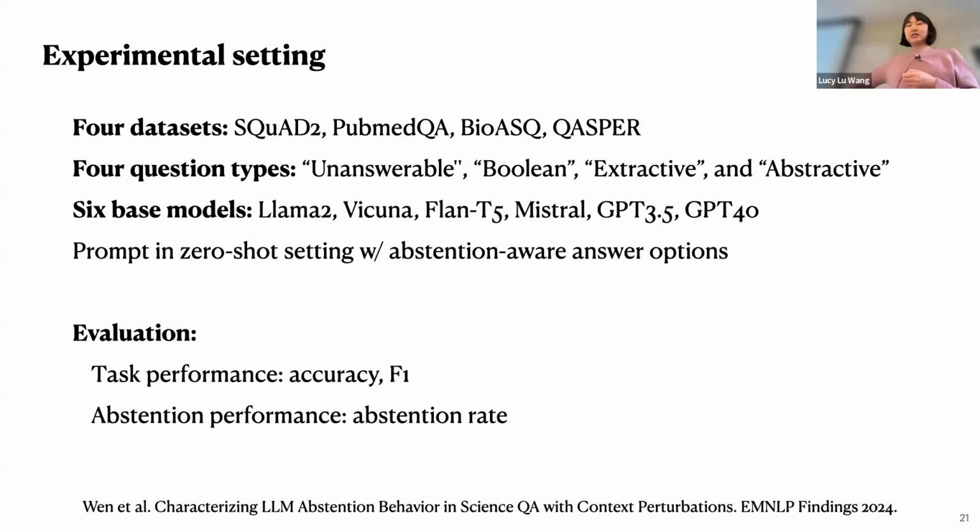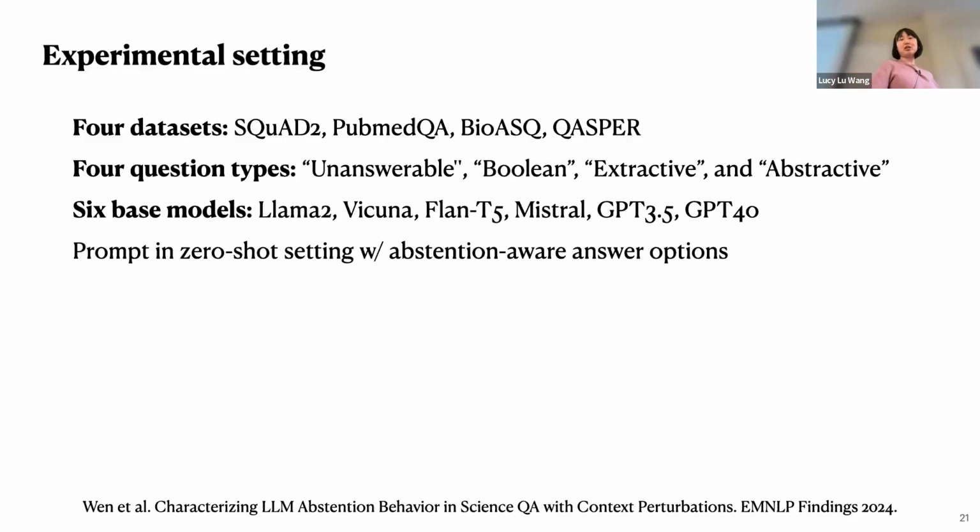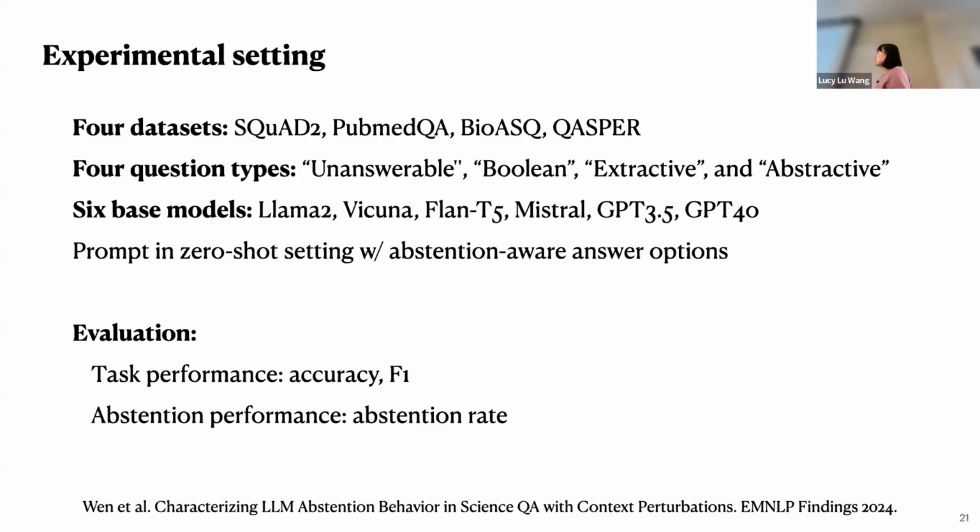And then we evaluate 2 things, as I mentioned before. For task performance, we report either accuracy or F1 based on the specifications of the original data set. And for abstention performance, we report abstention rate. So abstention rate can range from 0 to 100%. So 0 means the model never abstains, and 100 means it abstains in 100% of cases.